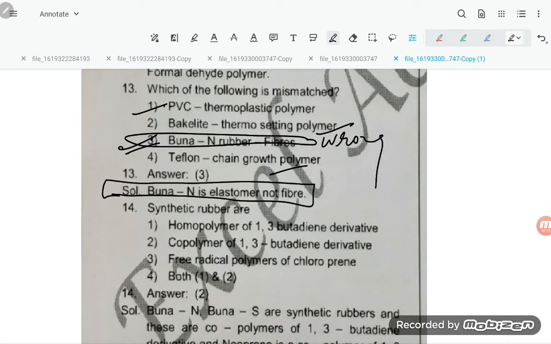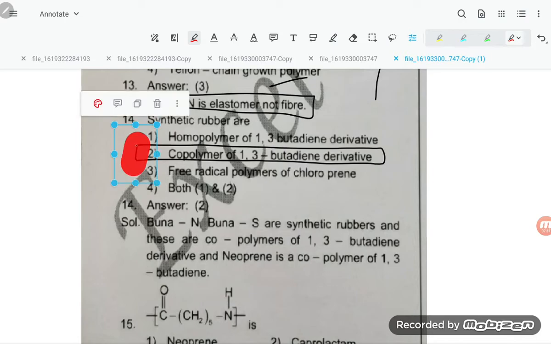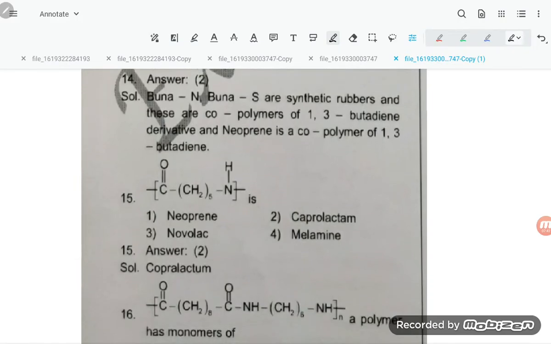Now question number 14, they are saying synthetic rubbers are copolymers of 1,3-butadiene derivatives, okay. So this is our required answer, student. That is synthetic rubber. Synthetic rubber is a copolymer of 1,3-butadiene derivatives. Now Buna-N and Buna-S are synthetic rubbers. These are copolymers of 1,3-butadiene derivatives, and neoprene is a polymer of 1,3-butadiene derivative.